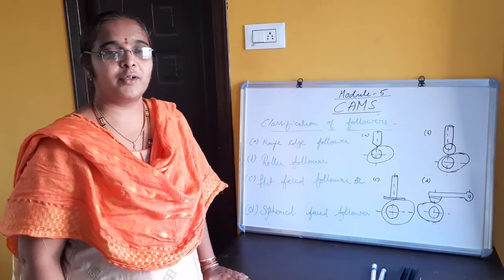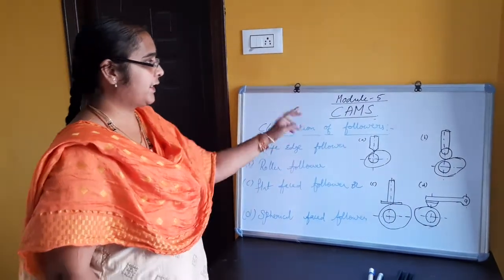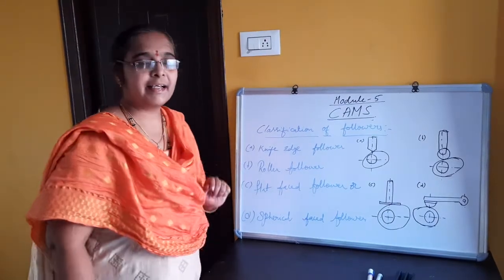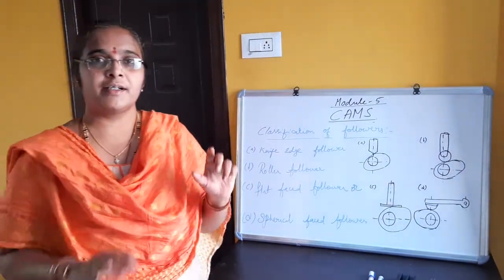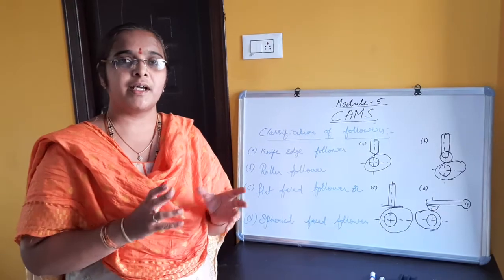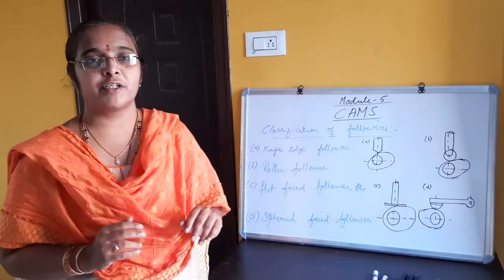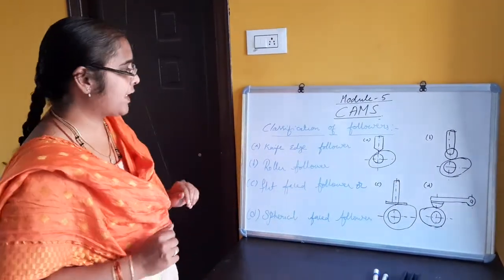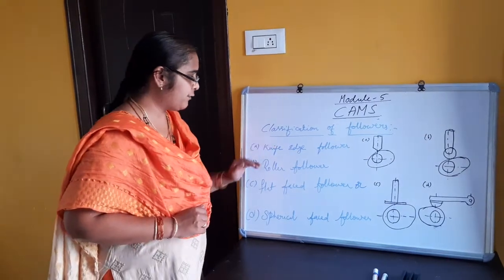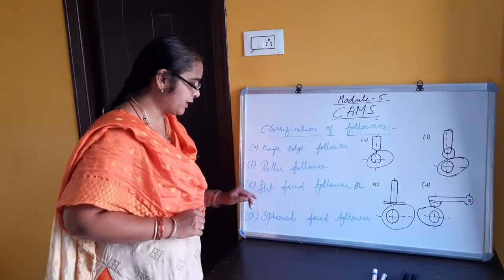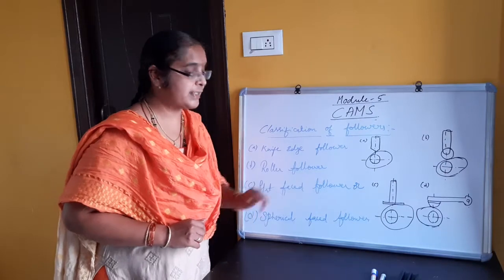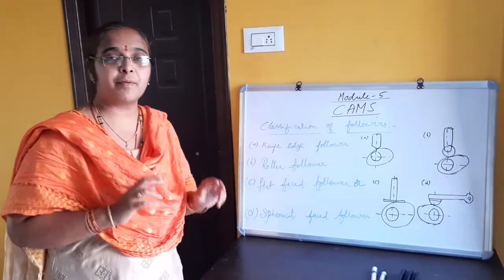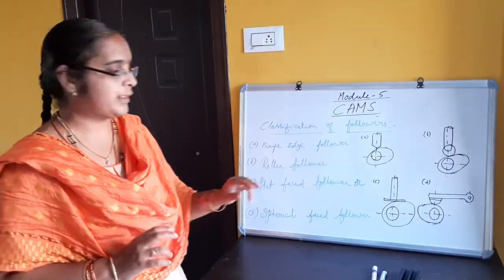Hi, today I am going to take a class on cams. What is a cam? It's a rotating machine element which gives either reciprocating or oscillating motion to the follower. The followers can be classified as knife edge follower, roller follower, flat face follower or spherical faced follower based on the shape of contacting surface with the cam.